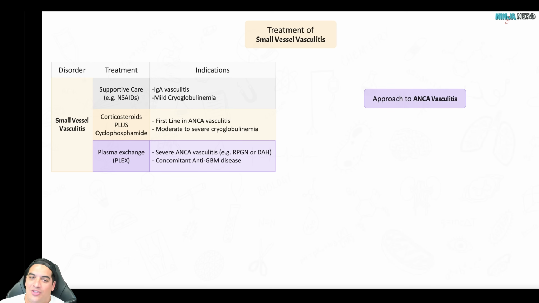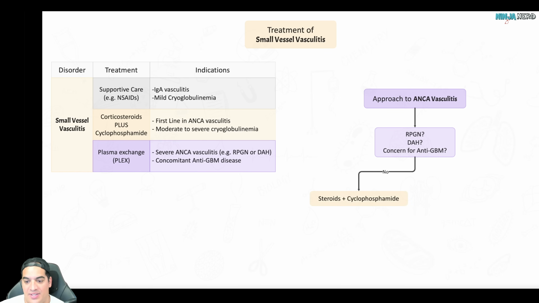Now, to recap a lot of this, if a patient has ANCA vasculitis, you have to ask the question, do they have RPGN, rapidly progressing acute kidney injury? Do they have diffuse alveolar hemorrhage, so they're in ARDS or they're having massive hemoptysis? Or do they have anti-GBM? If they don't, it's steroids and cyclophosphamide. If they do, you go to PLEX. That's the way that you make that decision.